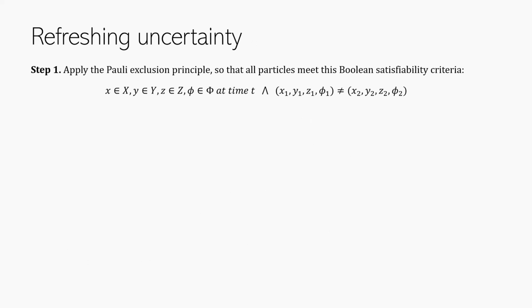Now we can find out how uncertainty is refreshed upon solving the wave function. First, we'll apply the Pauli exclusion principle so that all particles meet this Boolean satisfiability criteria. Every particle with some position at time t also has some momentum and energy state. But there's another criteria. The state of that particle cannot be identical to any other particle in the system because then those two particles would be identical and the universe will have lost mass. That outcome is prohibited by the first law of thermodynamics because energy can be neither created nor destroyed. So every particle has to find its own state and satisfy this Boolean logic. So every particle has some position along the x, y, z axes and some energy state, phi, at time t. And that set of values cannot be identical to any other set of values.